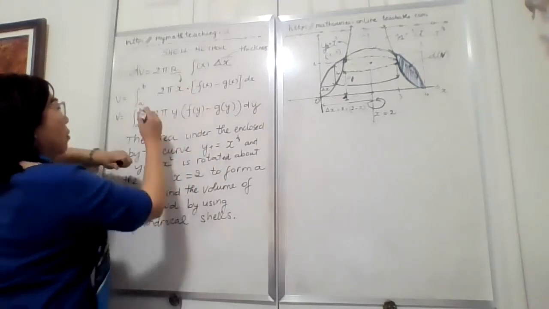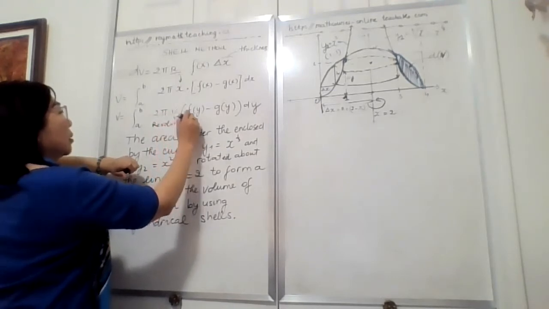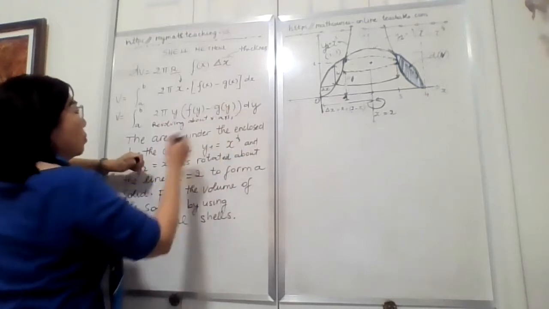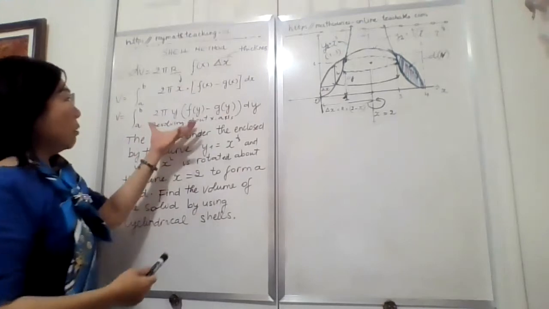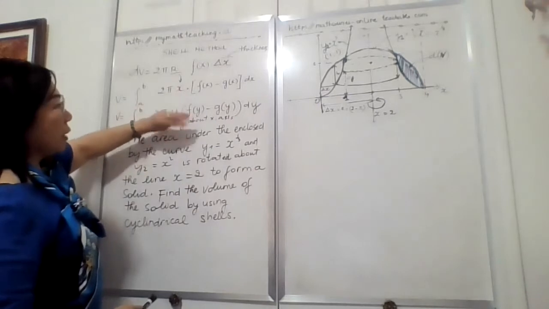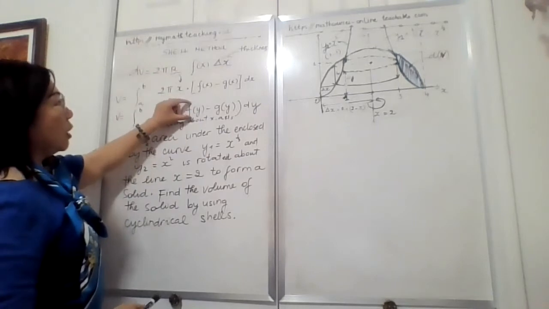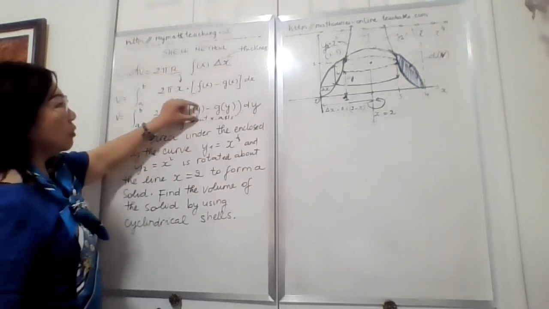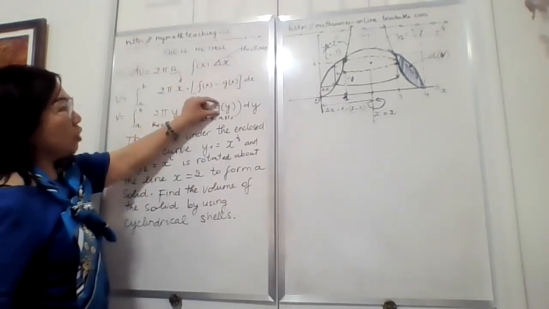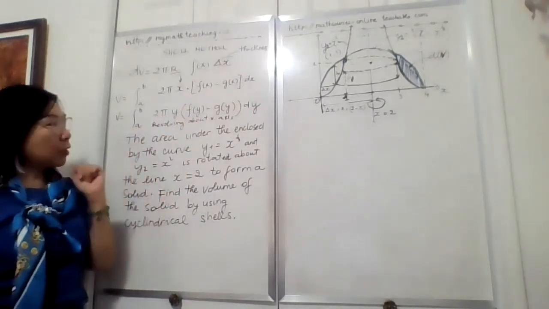So this formula is for revolving about the x-axis, and that is the only difference. That's why we have this third formula. If we're revolving about the x-axis instead of the y-axis for the shell method, we have to inverse this function. We have to reverse it. So f of x becomes f of y, g of x becomes g of y, dx becomes dy. That is the only thing we do, okay?